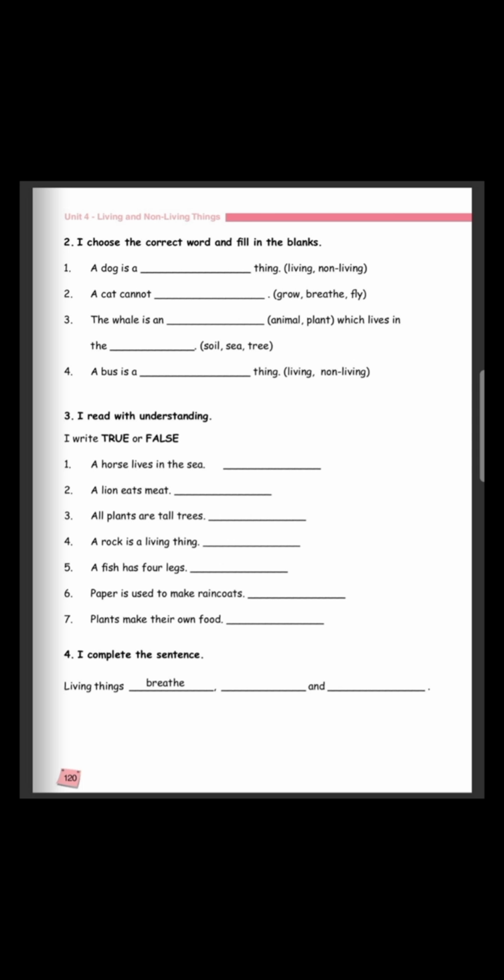Number 4. A bus is a blank thing. A bus is a living or non-living thing. Le bus, c'est un objet. All the objects are non-living things. So the bus is a non-living thing. Now fill in the blanks by yourself.